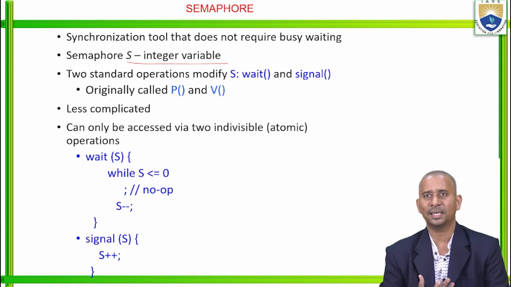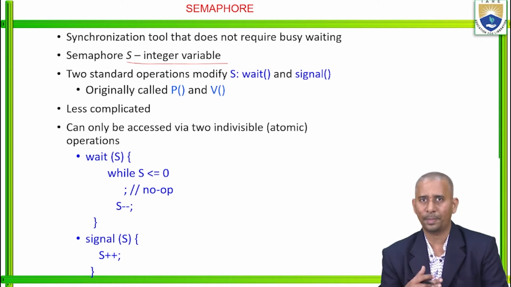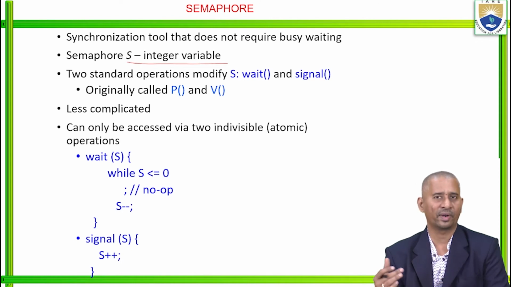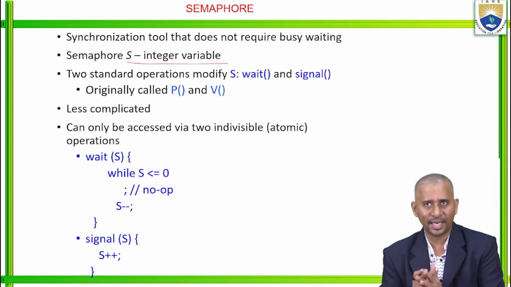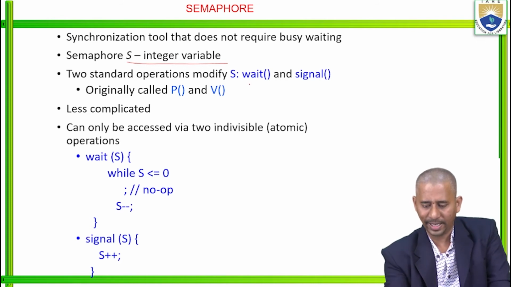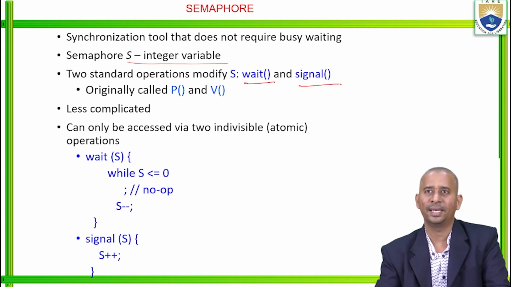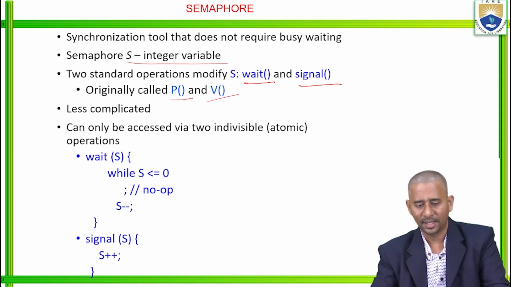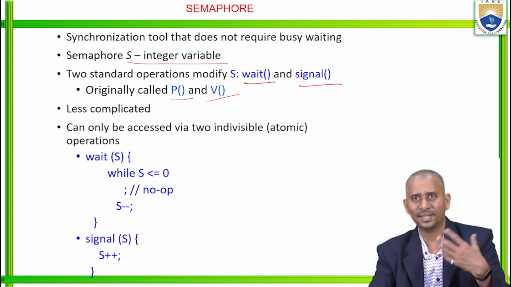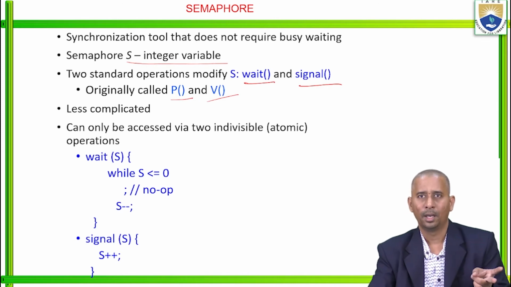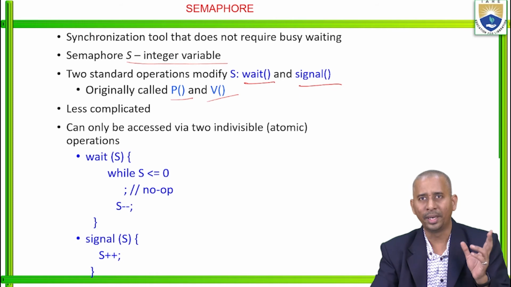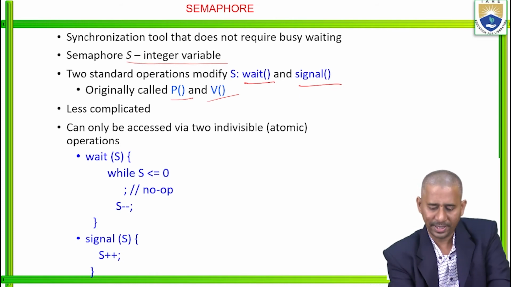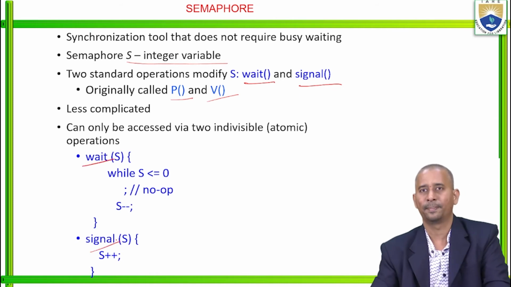So this integer variable can depend on only two operations. One is wait, another one is signal, right? So in the case of semaphores, the two standard operations we call wait and signal. Those are represented in the form of capital P, that is wait, and capital V with respect to the signal, right? So semaphores can always access only two operations. Those we can call two individual atomic operations. One is wait, another one is signal, right?